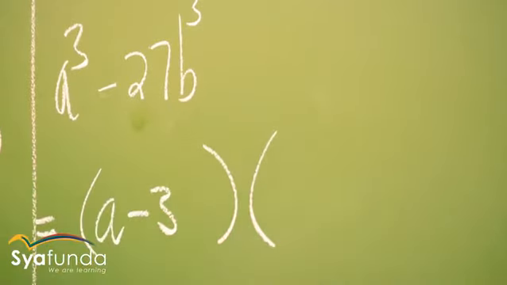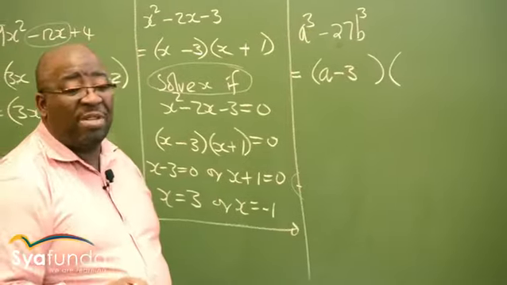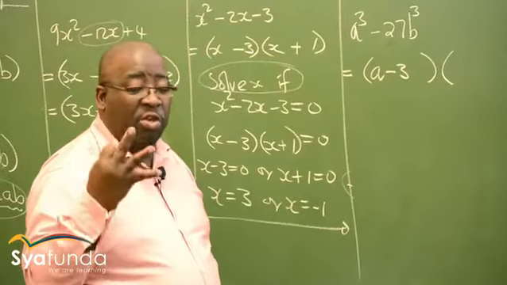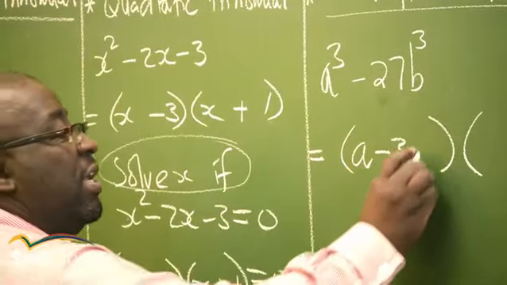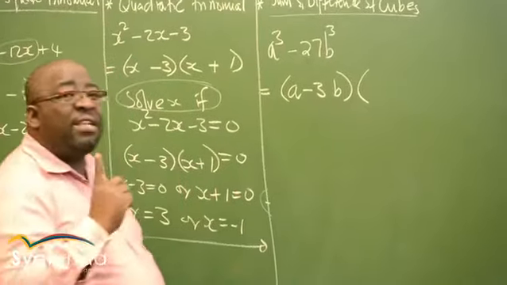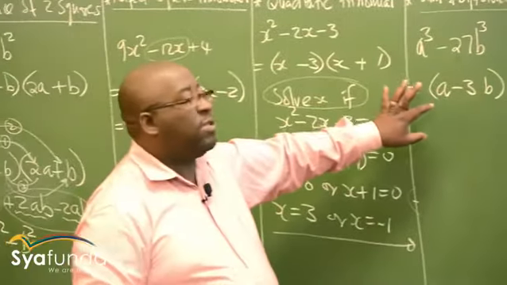What is the cube root of b cubed? We want a number that, when we multiply it by itself three times, gives b cubed. B times b times b. So the cube root of b cubed is b. Once you find the first bracket, you can work out the next bracket.